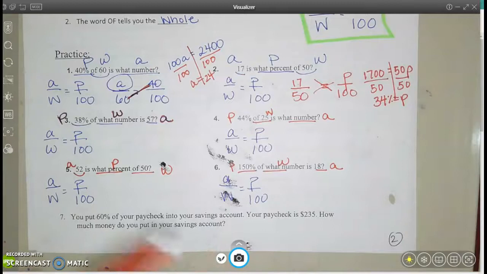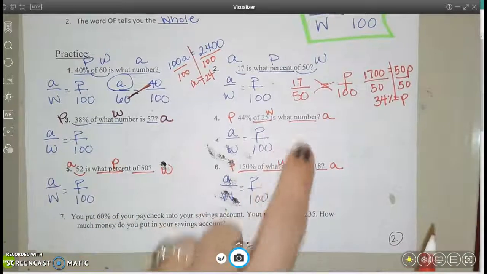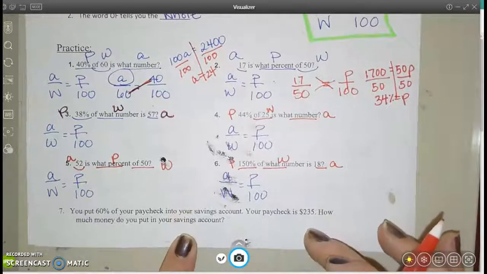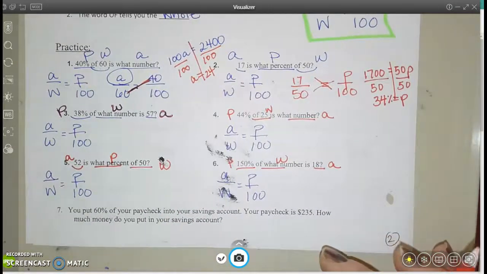I'm making a total mess here. So pause, you're going to finish the rest of these on this page. I'll throw the answers up so when everybody's ready you can check these, and then you'll just keep working through the packet.